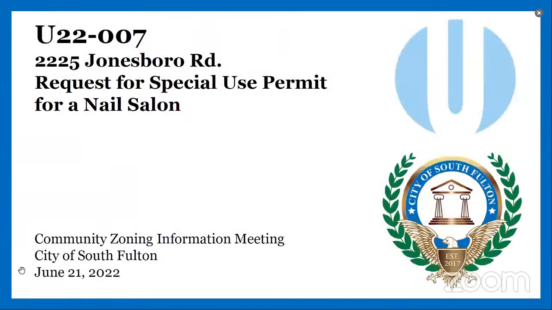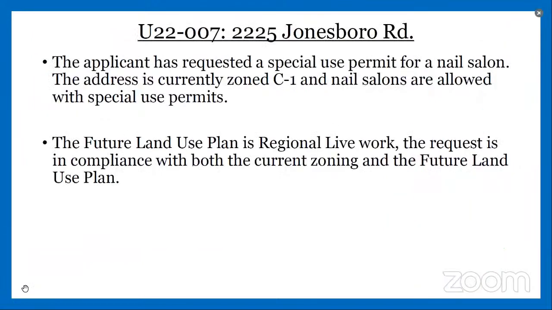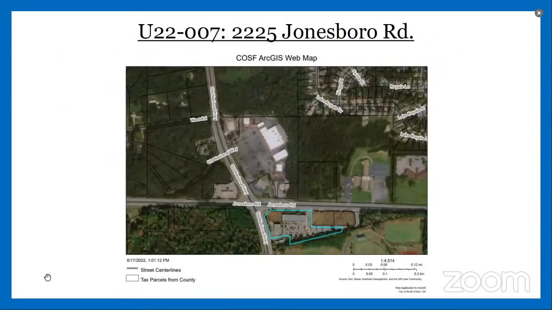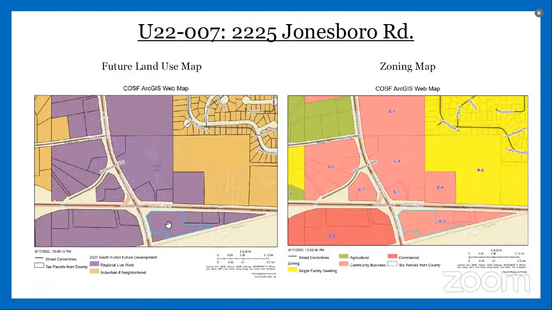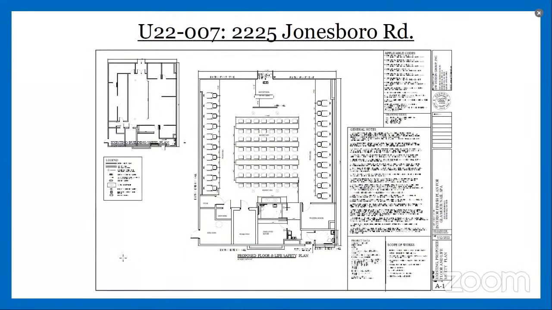Yep. Our next request is also a special use permit for a nail salon. It is in compliance with both the current zoning and the future land use plan. It's currently zoned C1 and future land use is regional live work. It is located at the very edge of the city, at the intersection of Old National and Jonesboro Road. The applicant recently acquired this facility and would like to build a nail salon here. There's the entrance with the receptionist area, pedicure booths on the side, and the manicure area in the center. They also have areas for waiting rooms and a break room.